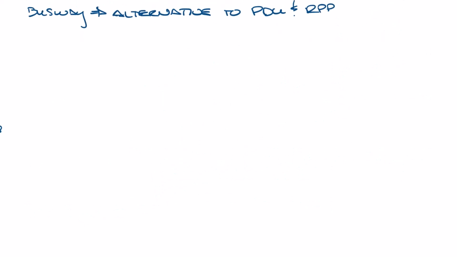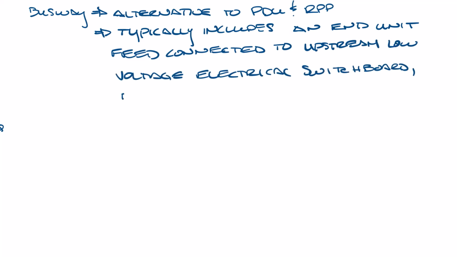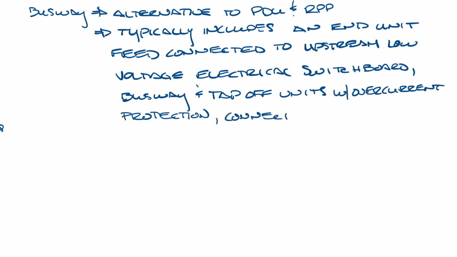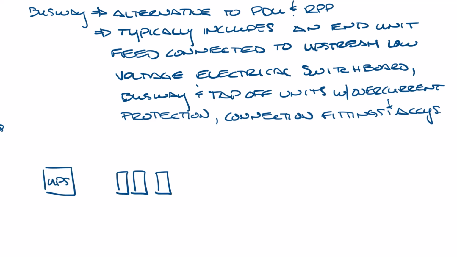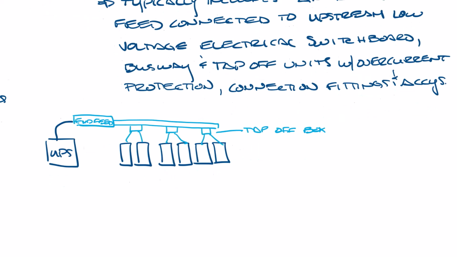Busway power distribution architecture typically includes an end-feed unit connected to an upstream low-voltage electrical switchboard, busway and tap-off units equipped with overcurrent protection, connection fittings, and their accessories. So it would look something like this, where you'd have your UPS connected to the end feed of the busway. And then it would run the length of the racks and have tap-off boxes over each section of rack with power drops to each rack.